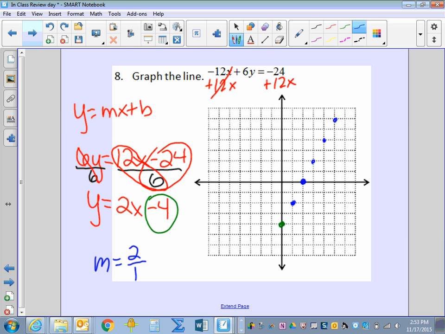We only need about 3 points. You only need a couple, and then you can draw your line. Alright, can I try y equals 2x minus 4? Is this a positive slope or a negative slope? Positive. We go up to the right.